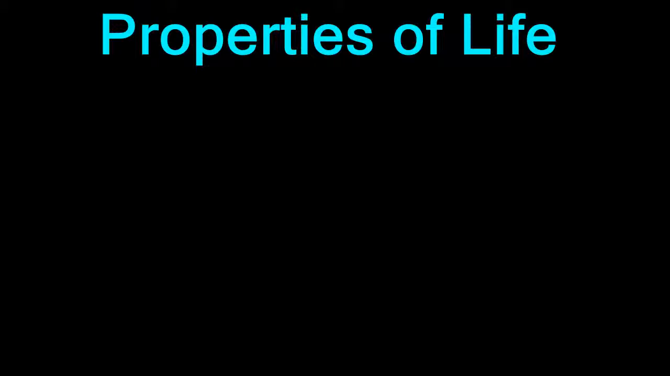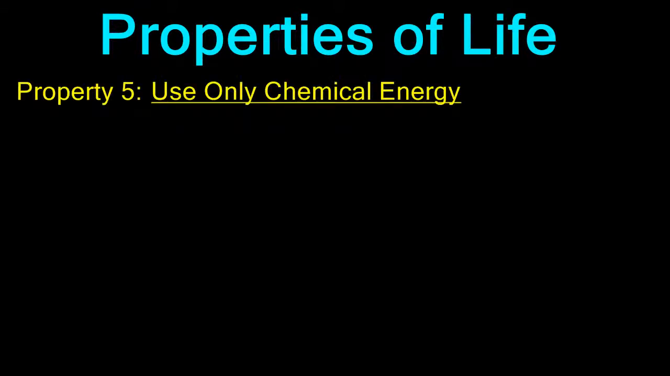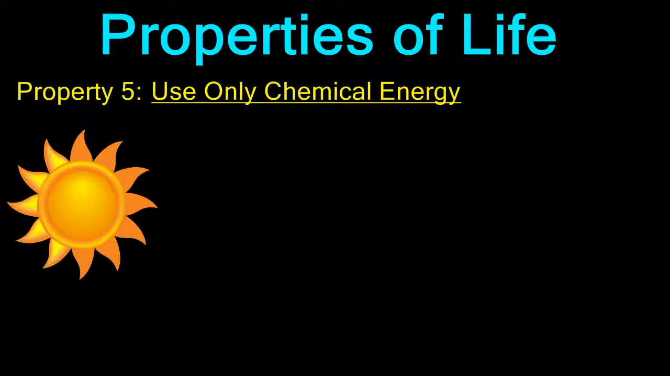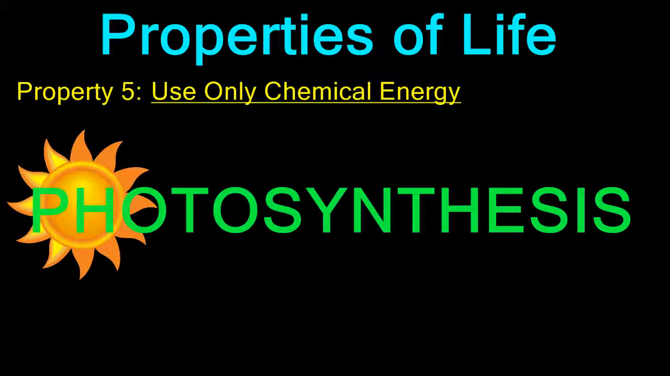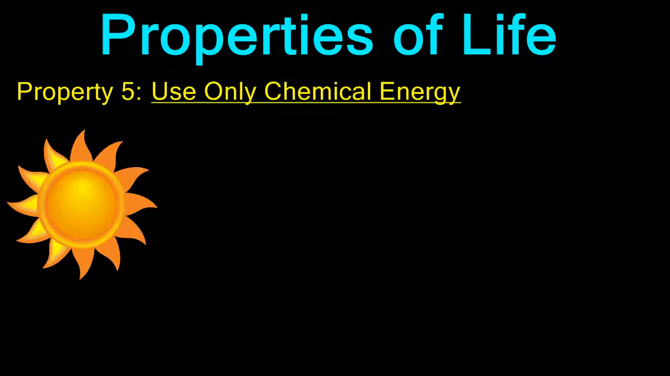Property number 5 of living things is that they use only chemical energy. All of the energy in our ecosystem originates from the sun. This is called solar energy. Producers, like plants and algae, can capture this solar energy in a process called photosynthesis.